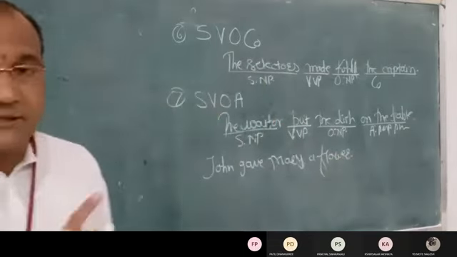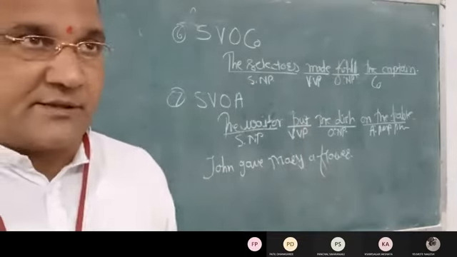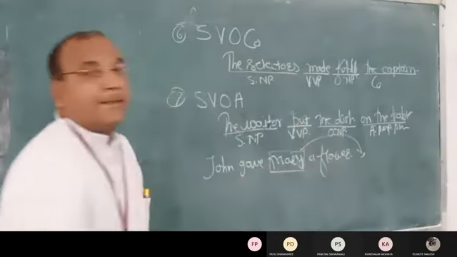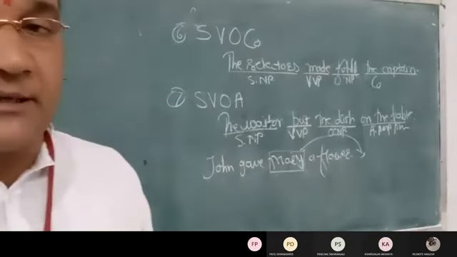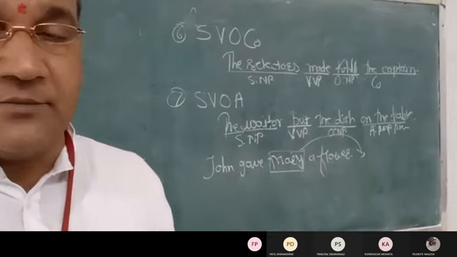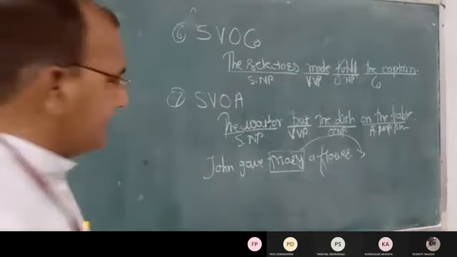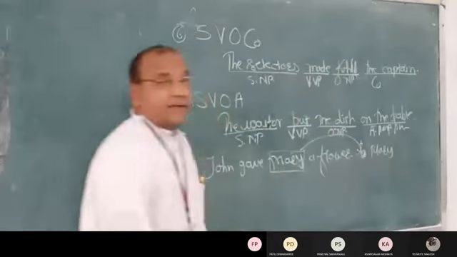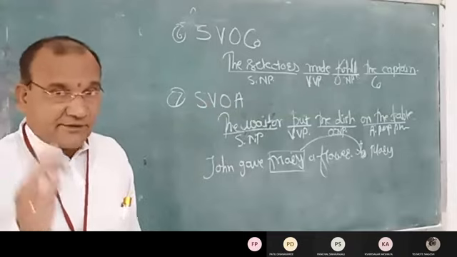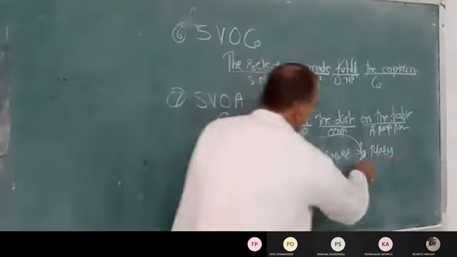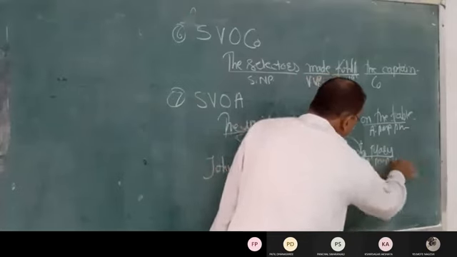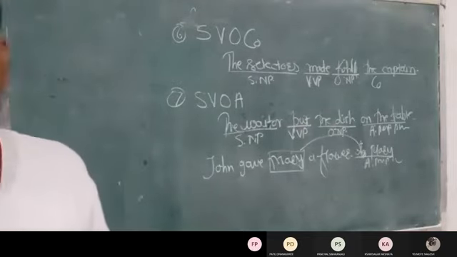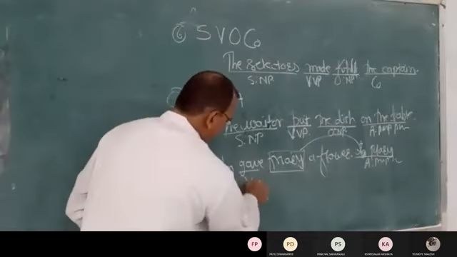John gave Mary a flower. This is the proper sequence: indirect object first, direct object next. But it is possible to bring that indirect object after the direct object. But we'll have to make it like John gave a flower to Mary, and when you postpone it, it becomes not an indirect object but a prepositional phrase. So the structure changes. It becomes SVOA.